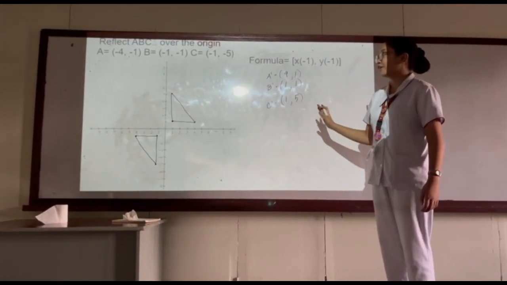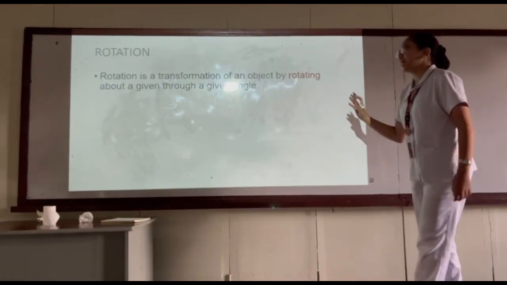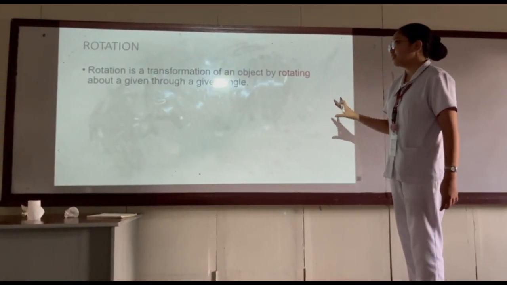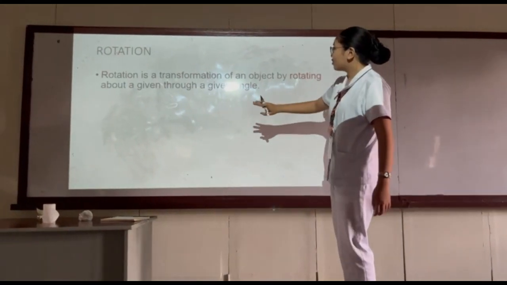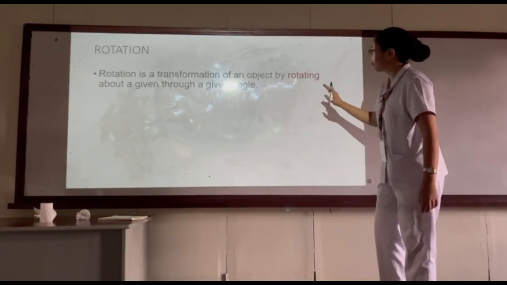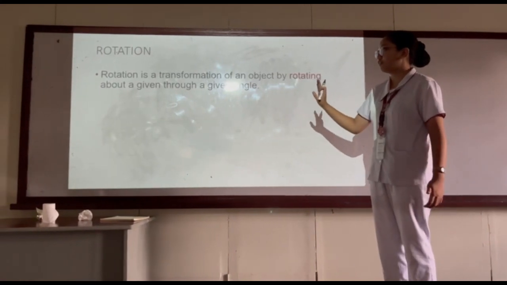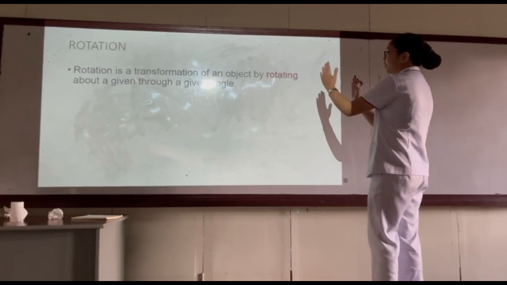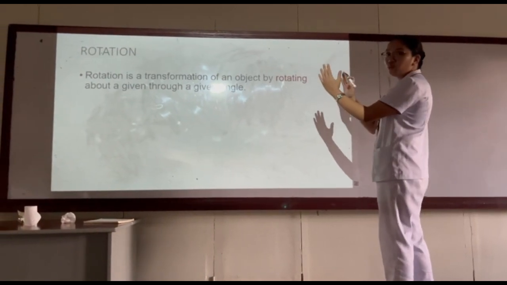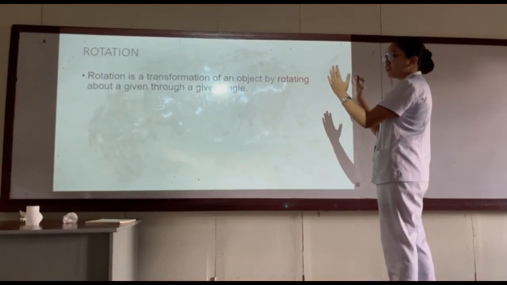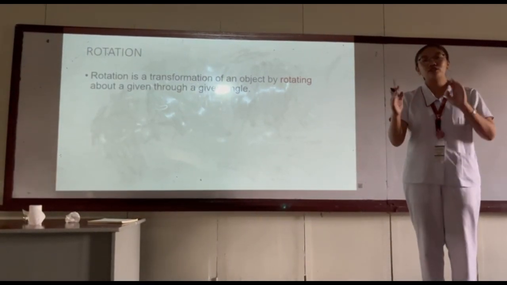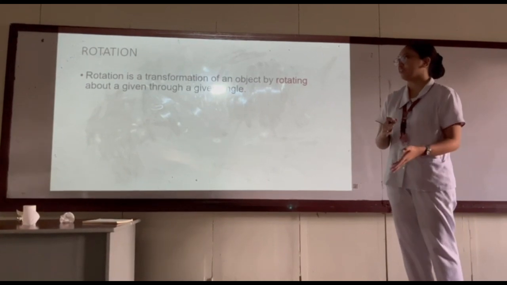That's all for reflection. Moving on, the third type of geometric transformation is called rotation. Rotation is a transformation of an object by rotating about a given angle. If the shape is oriented vertically, we have to rotate it horizontally. It depends if we're going to rotate it counterclockwise or clockwise.